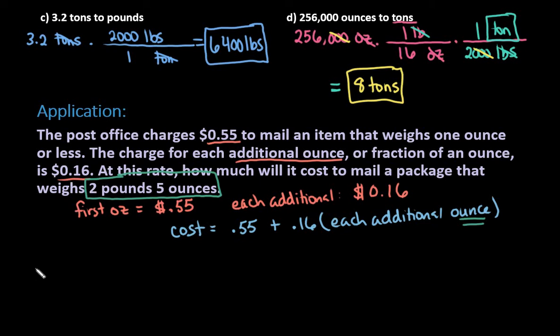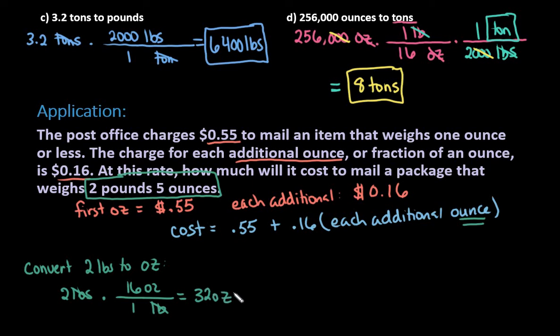So the first thing that we need to do is we need to convert the 2 pounds to ounces. Okay, so we would use our conversion, 2 pounds, and we know that there are 16 ounces in 1 pound. So our pounds would cancel out, and we would get 2 times 16, which gives us a total of 32 ounces. So this is our total weight.